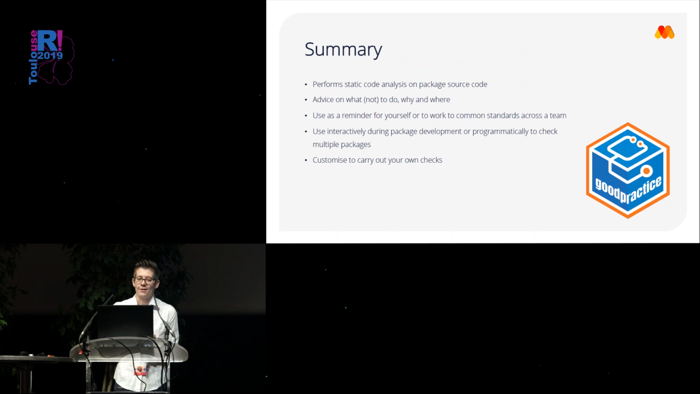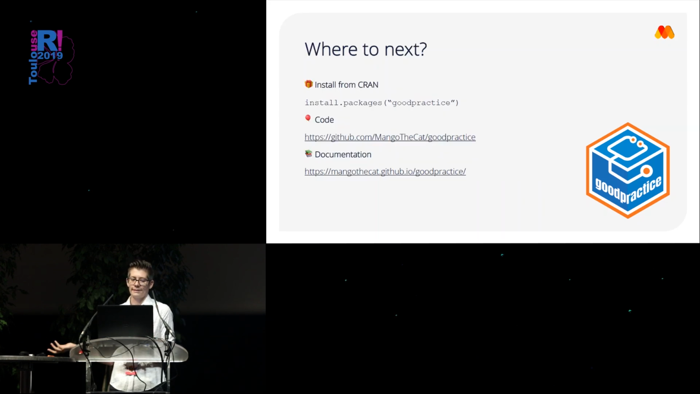So to quickly wrap this up, the goodpractice package performs static code analysis on the source code, gives you advice on what to do, not to do, why, and where. You can use it as a reminder for yourself or a reminder for your colleagues. You can use it interactively during package development or programmatically to check, and you can customize it. And if this got you curious, you can install it from CRAN and take a look at the code and documentation on the GitHub page of Mango the Cat. So that's it. Thank you.